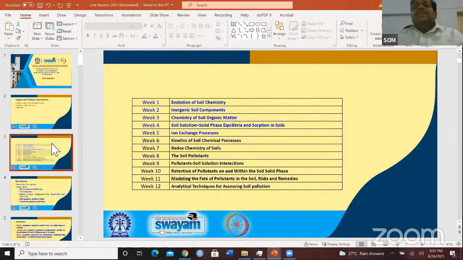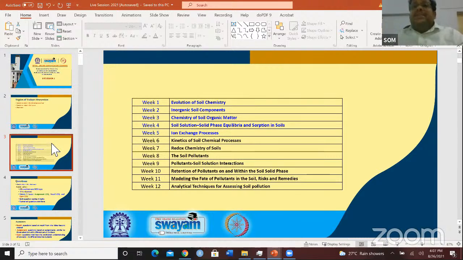Now, in the coming weeks, we'll discuss the kinetics of soil chemical processes and different orders of reaction. In week 7, we'll discuss the redox chemistry of the soil, which is very important. When we discuss redox chemistry, we'll discuss in detail the different types of chemical changes you can expect under submergence and waterlogged conditions. So we'll discuss that also.